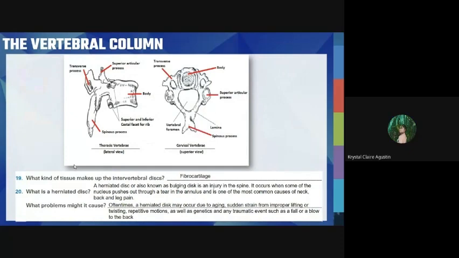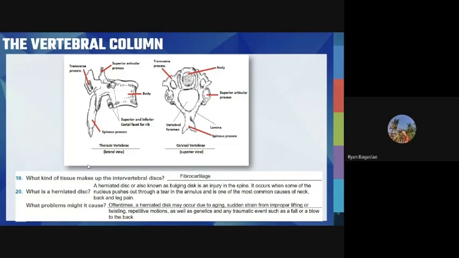So may I call on Mr. Ryan Bagaslao to further discuss the vertebral column. Thank you, Miss Crystal. So for the continuation of the vertebral column, for number 18, this is the thoracic vertebrae in a lateral view.